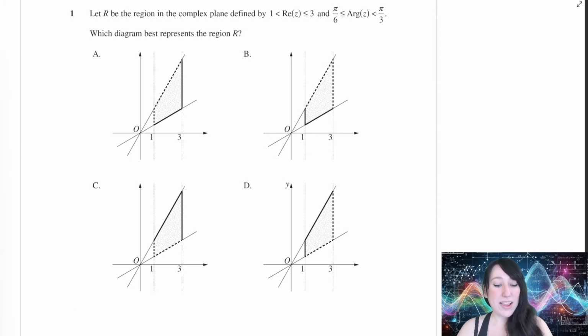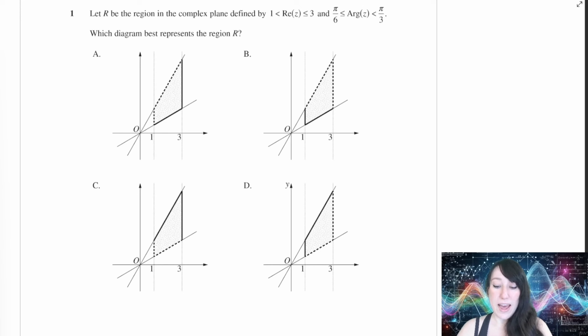Question 1. Let R be the region in the complex plane defined by the real component of Z is between 1 and 3, including 3, and the argument of Z is between pi over 6, including, and pi over 3. Which diagram best represents the region R?